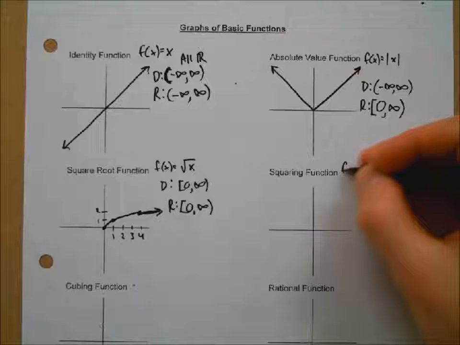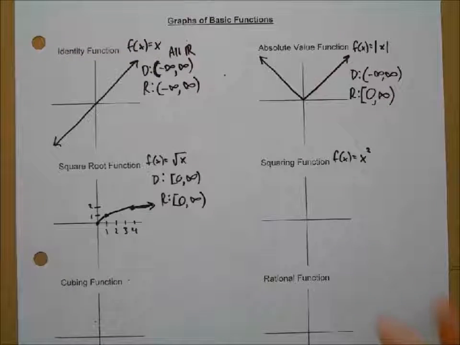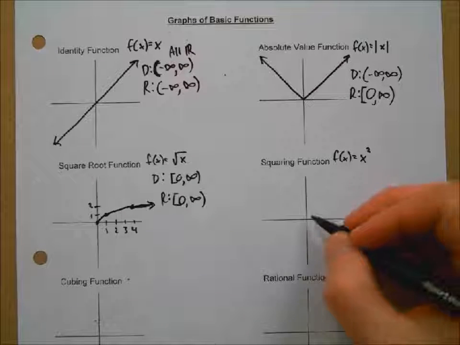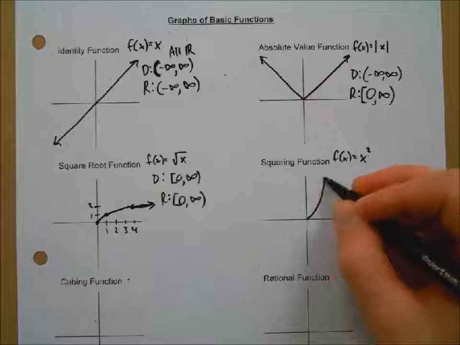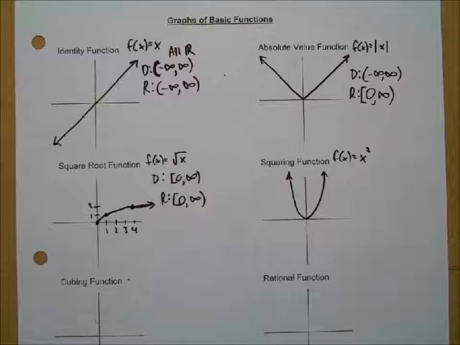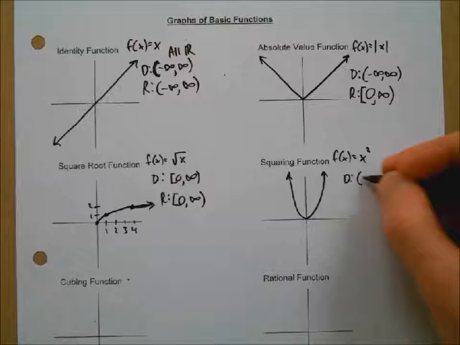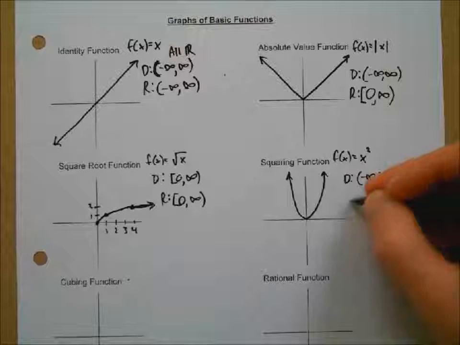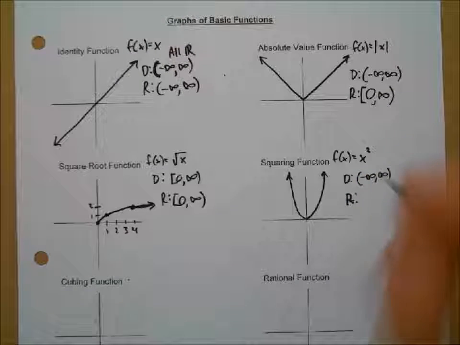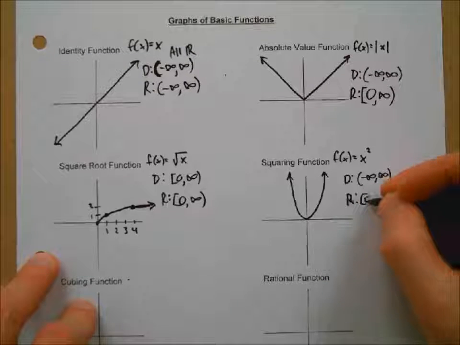The squaring function, which is quadratic, f of x equals x squared. Again, I'm not going to spend too much time. You guys know what this is like, right? It's a parabola. You guys have been working with these since at least Algebra 1. Domain here, all real numbers, so negative infinity to infinity. And then the range, is that also all real numbers? Nope. It is what? Anybody? 0 to infinity, right? Including the 0.